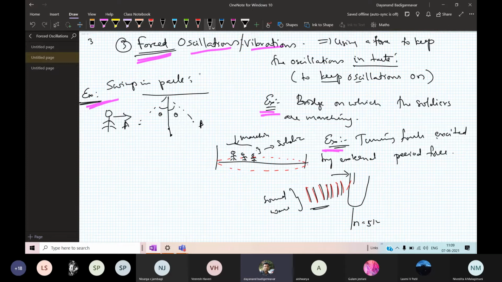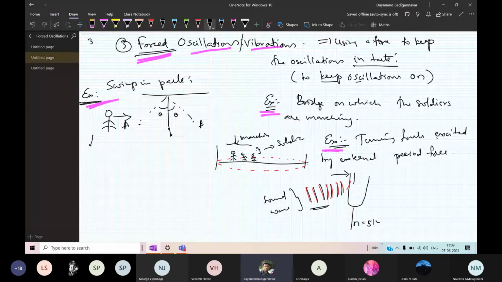Okay, got it. So this is being pushed by a friend. Simple example, very simple.